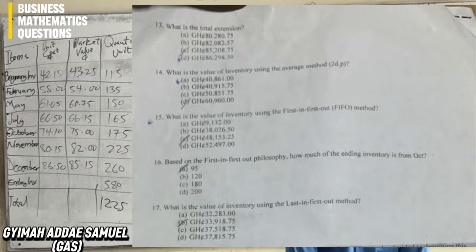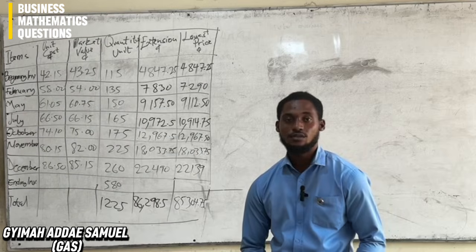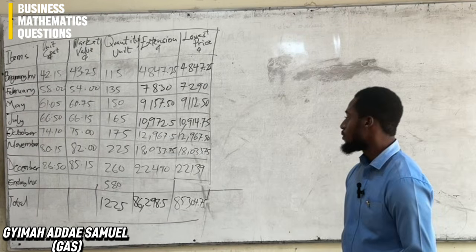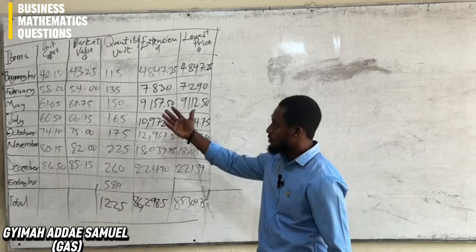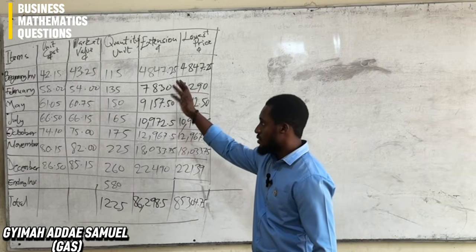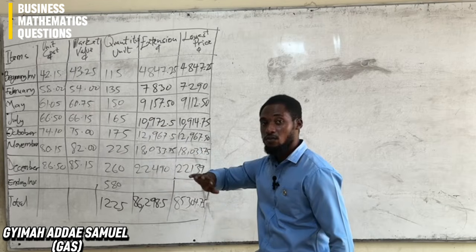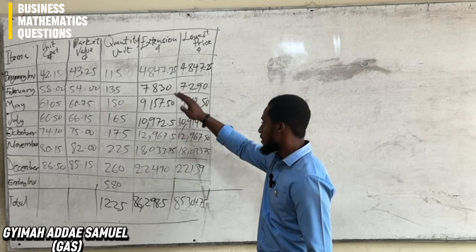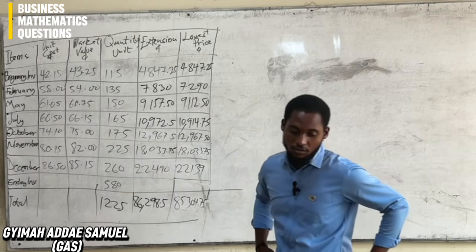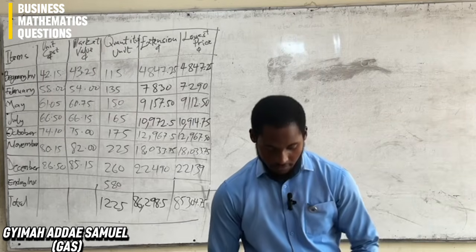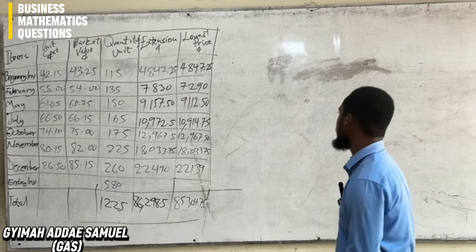So now we proceed to question 15. It says, what is the value of inventory using the first in, first out method? With the first in, first out method, which is the FIFO, you start from the bottom to the apex. That's the difference. But with the LIFO, you start from the apex to the bottom. So with question 15, we are starting from December.